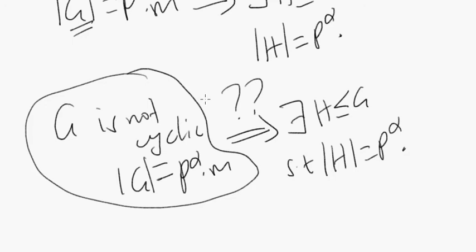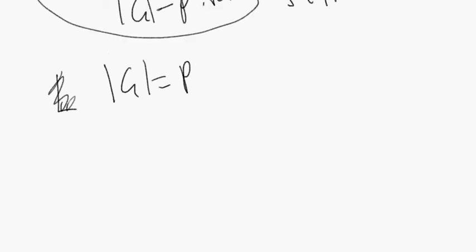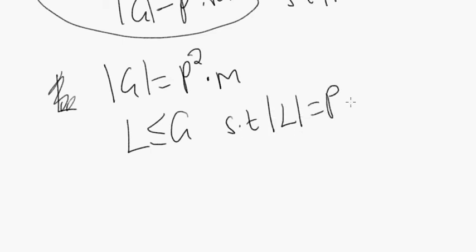Before we came upon this idea, now we don't know if it will pan out, but let's check first. The idea was, let's look at a special case: suppose that the order of G actually equals p squared times some m. Then let's assume that we've actually found some subgroup L of G such that the order of L equals p, not necessarily p squared, but equal to p.